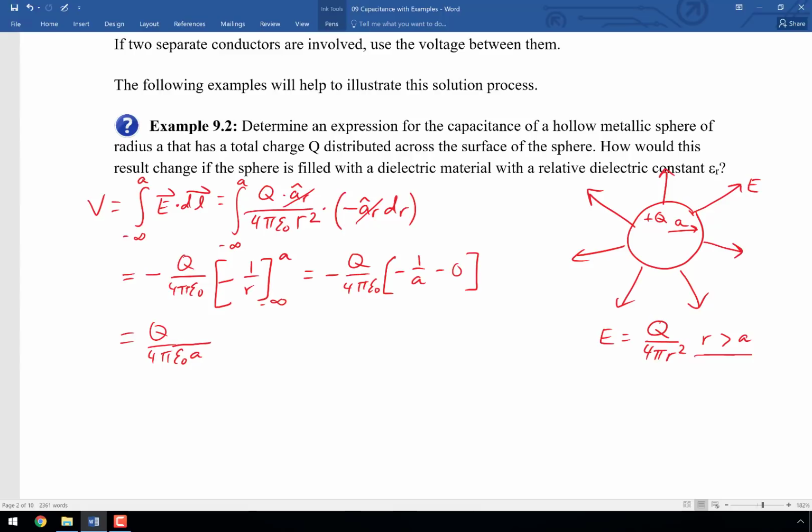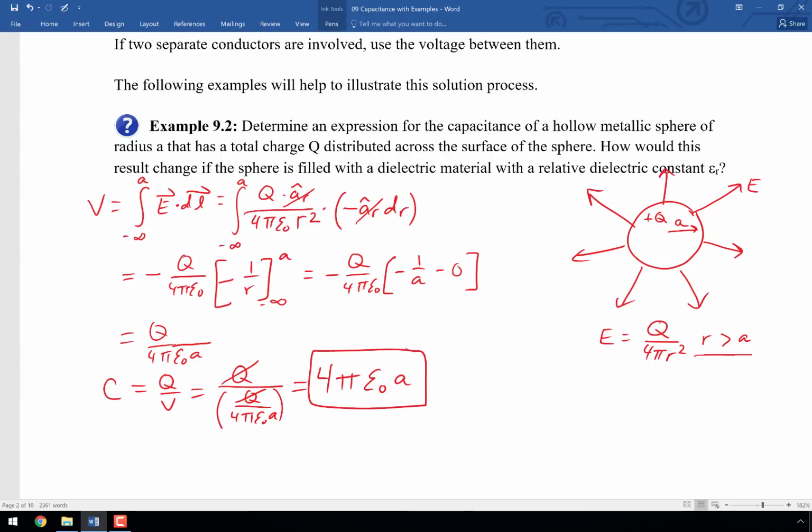So the voltage on that surface is Q over 4 pi epsilon 0 times A, and the capacitance is equal to Q divided by V, which is Q divided by that expression we just found for the voltage, which is Q divided by 4 pi epsilon 0 times A. The Q's, of course, are going to have to cancel, and then the thing that's in the denominator of the denominator moves up into the numerator, so it becomes 4 pi epsilon 0 times A.